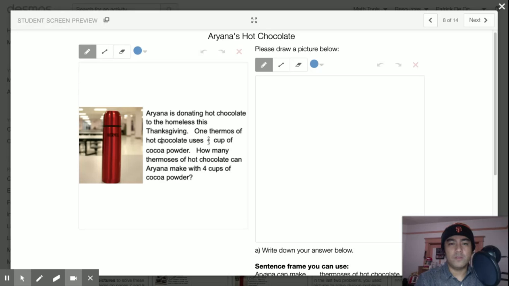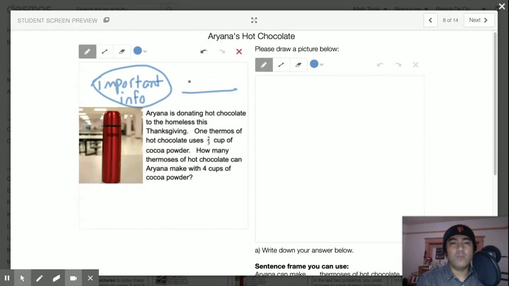1 thermos of hot chocolate uses 2/3 cups of cocoa powder. How many thermoses of hot chocolate can Ariana make with 4 cups of cocoa powder? Okay. Again, if there's any important words, if there's any important information, please circle it. And we want you to underline the question.